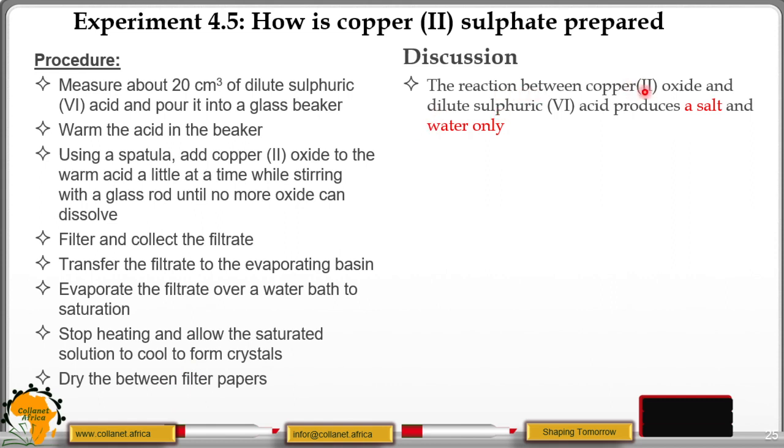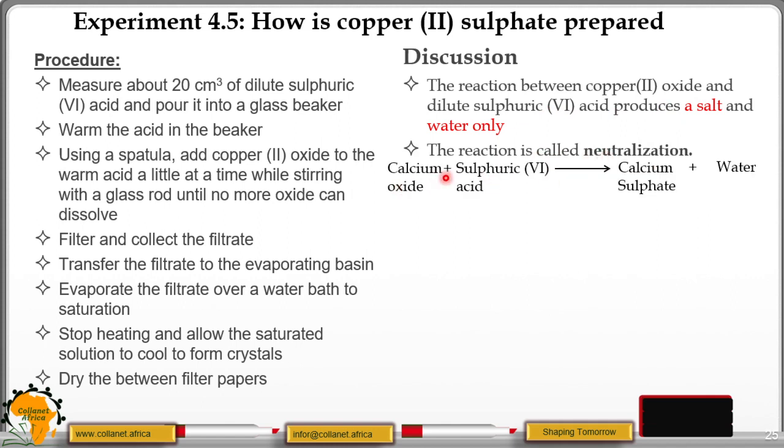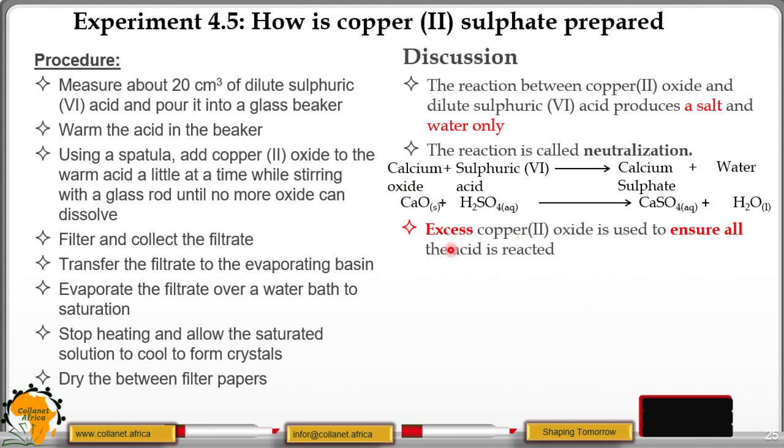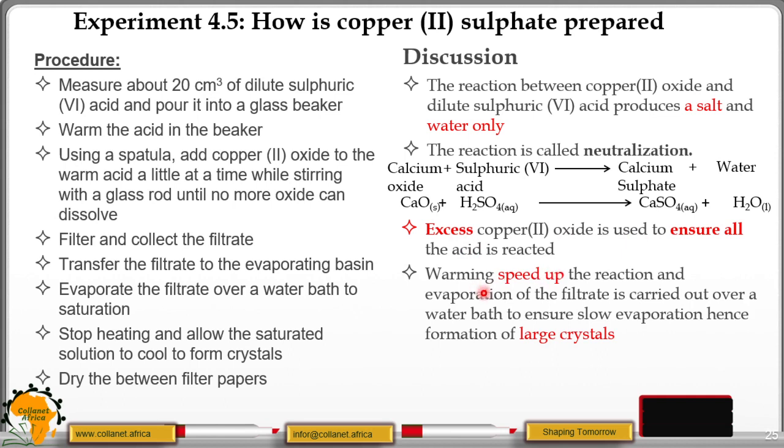The reaction between copper 2 oxide, which is a base, and an acid, which is dilute sulfuric acid, produces a salt and water only, which means the resulting solution does not have any effect on litmus paper. The reaction is called neutralization. Copper 2 oxide plus sulfuric acid forms copper 2 sulfate plus water. That's the chemical equation. Excess copper 2 oxide is used to ensure all the acid is reacted.